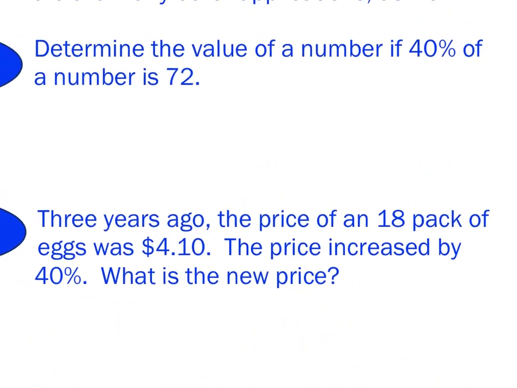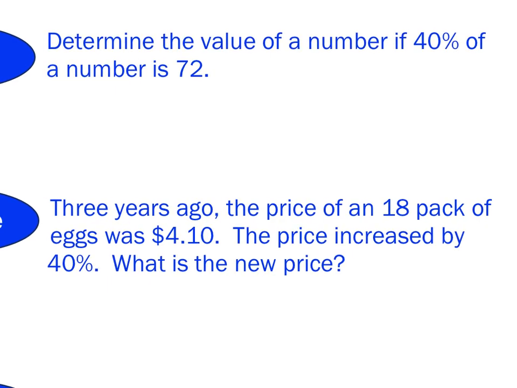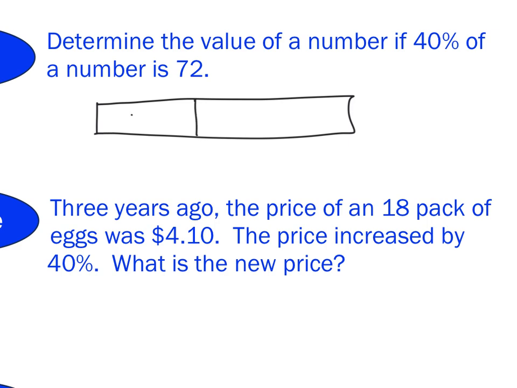So here we go. Determine the value of a number if 40% of a number is 72. So we've got what we need here. If this is 0 to 100%, we're going to say 40% of it is 72. And if we do another 40%, that's 72. And then what Brooklyn and Bentley both said is, then we have 20%, because 40 plus 40 plus 20 makes 100%.